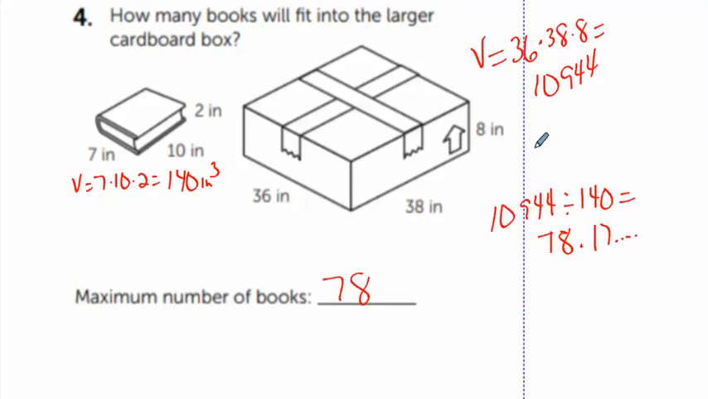All right, check your answers. So here's the volume of the first one, the volume of the second, and then I divided. This one came out to be a decimal. Okay, all I want is the whole number. You're not going to round up because you could not fit another book inside of there. It would have just been 78.